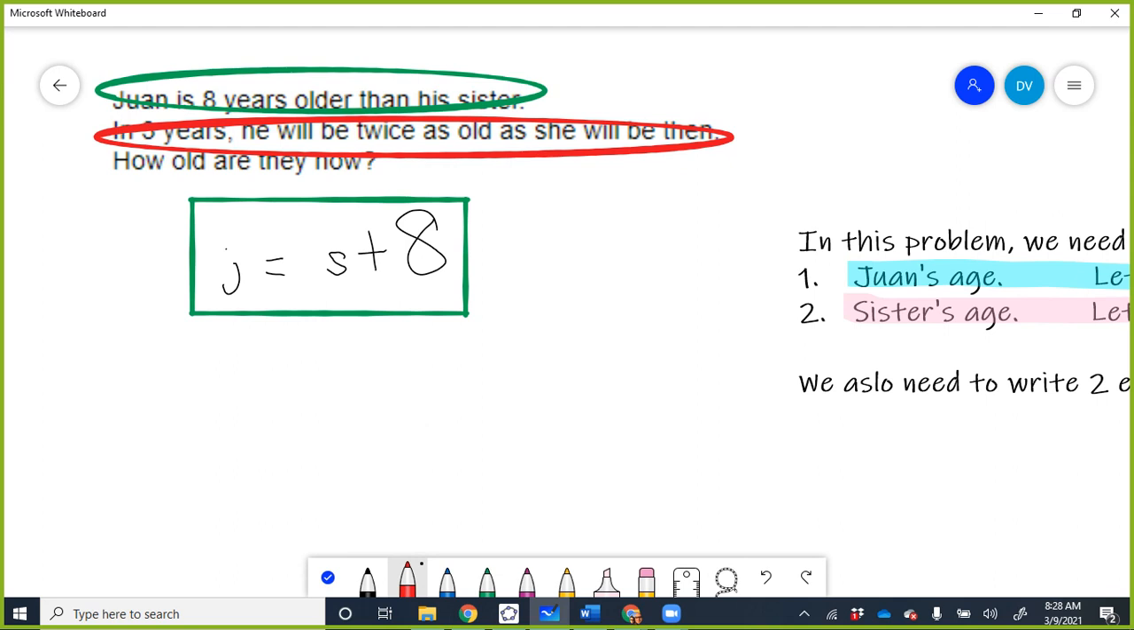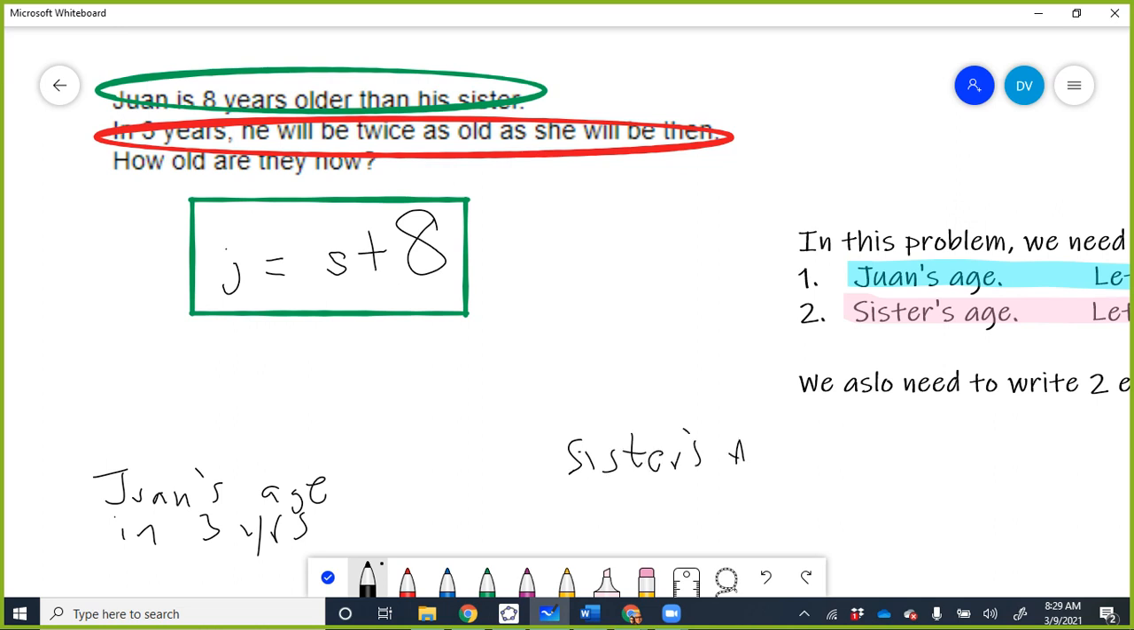And his sister's age, let me write that. Juan's age in 3 years, and his sister's age in 3 years. You don't have to write the words here, because I'm going to erase this in a minute. Juan's age will be J plus 3 in 3 years. His sister's age will be S plus 3.